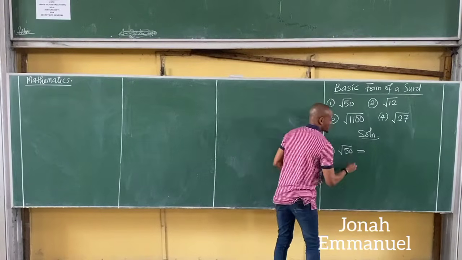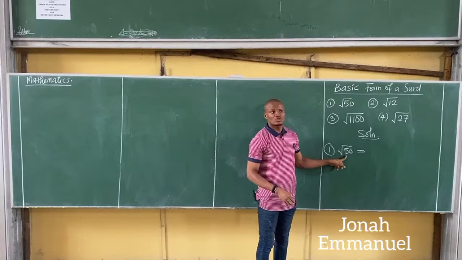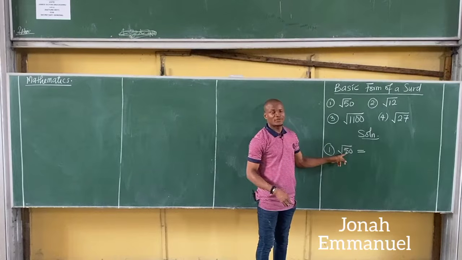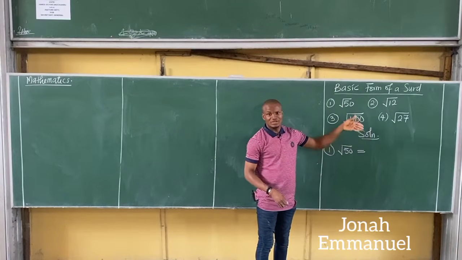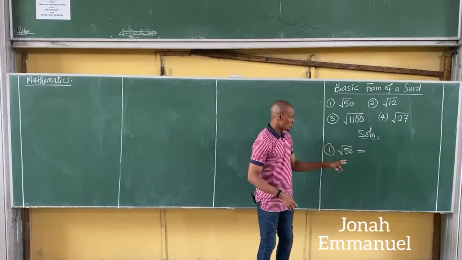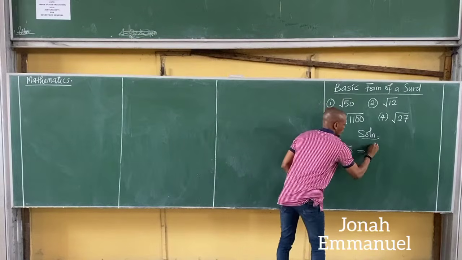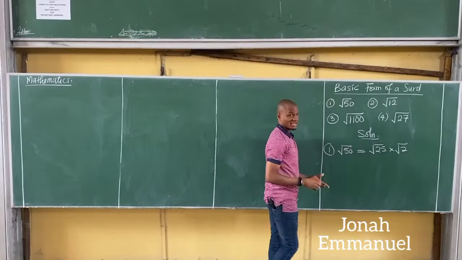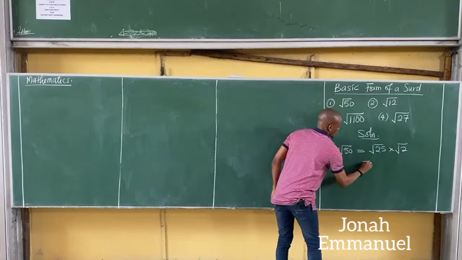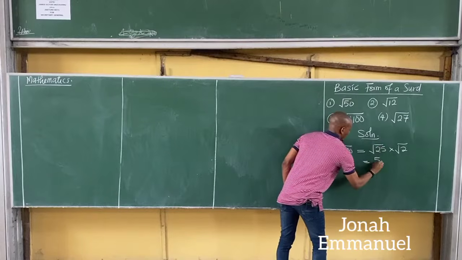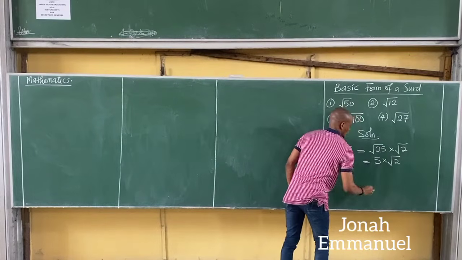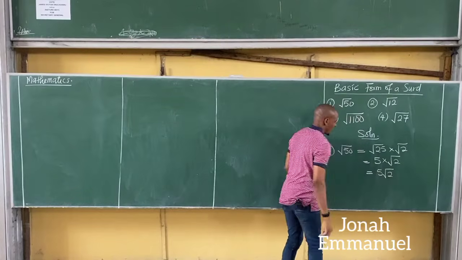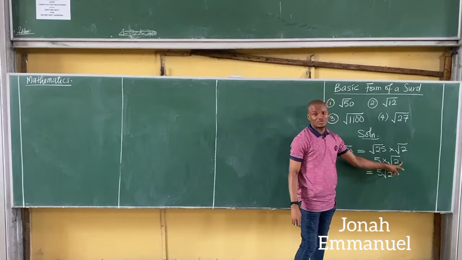If I start with 50 first, let's start with 2. Question is this. Can 50 be divided by 2? Yes. What gives you 50 there? 2 and what? 25. So, hence, root 50 equals root 25 times root 2. That's the concept. This is now equal to, what's root 25 there? 5 times root 2. That's now equal to 5 root 2.